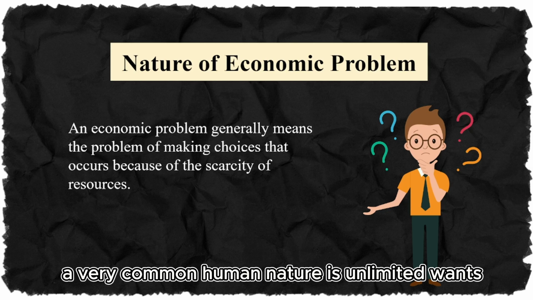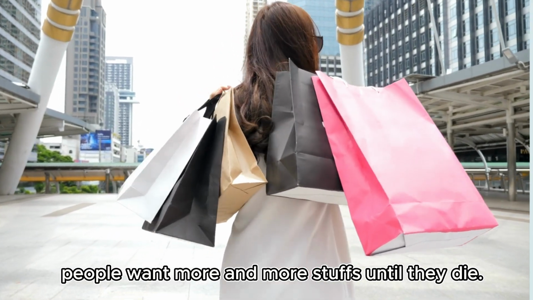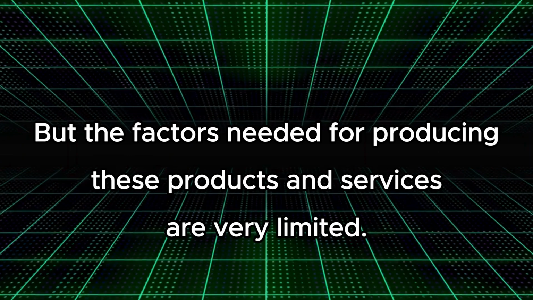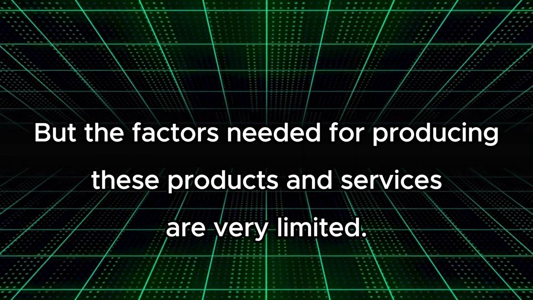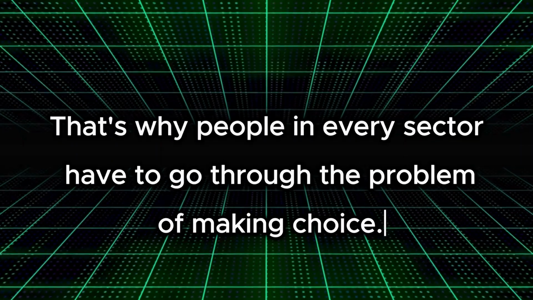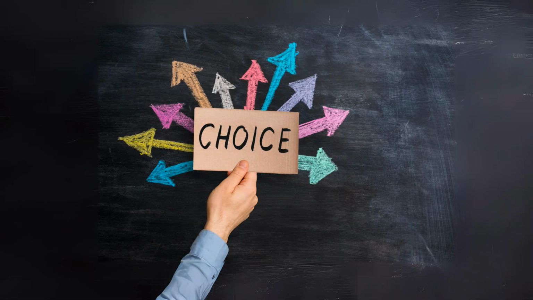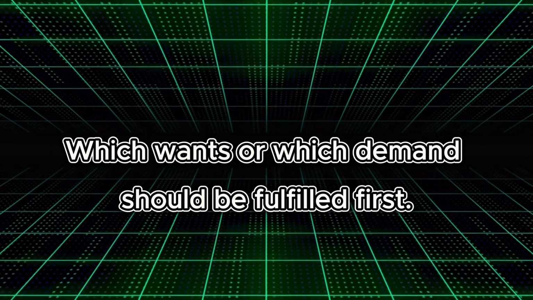A very common human nature is unlimited wants and needs. People want more and more stuff until they die. But the factors needed for producing these products and services are very limited. That's why people in every sector have to go through the problem of making choices. And the problem of choice is which want or which demand should be fulfilled first.